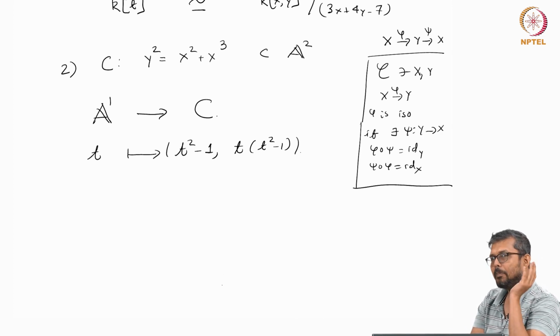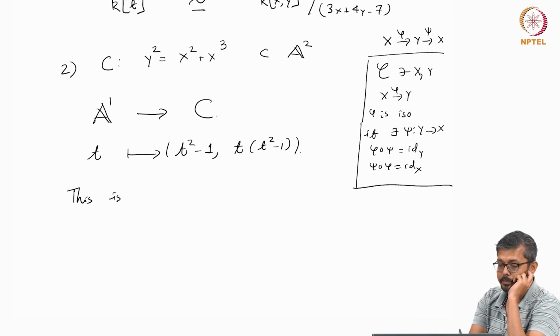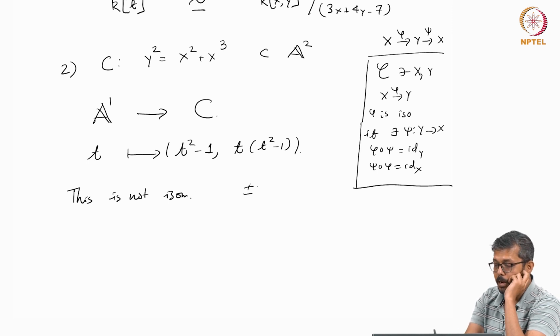At t equal to plus minus 1, this map goes to the same point. So first you check that this is the parametrization of the map. So this is a map from A1 to C. The image is in this curve. This is not an isomorphism, as plus minus 1 goes to the same point (0, 0).